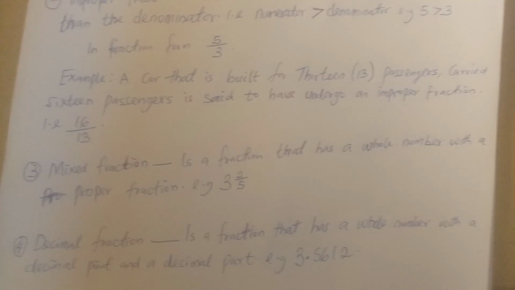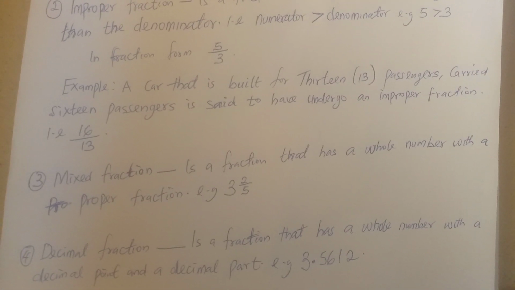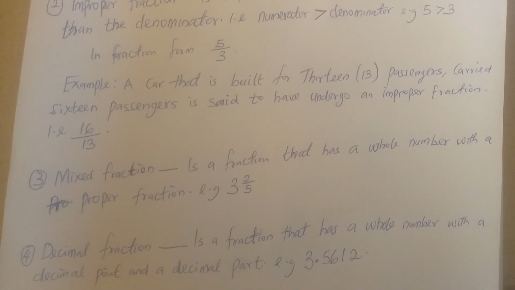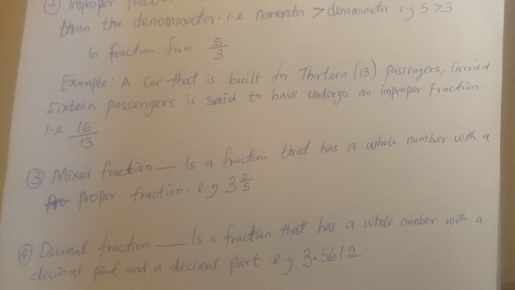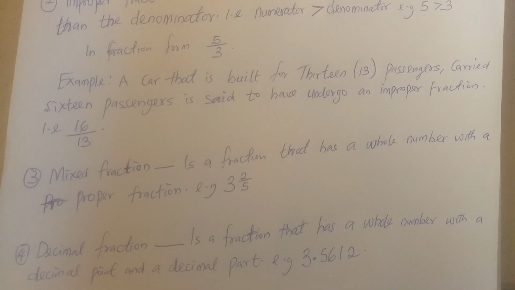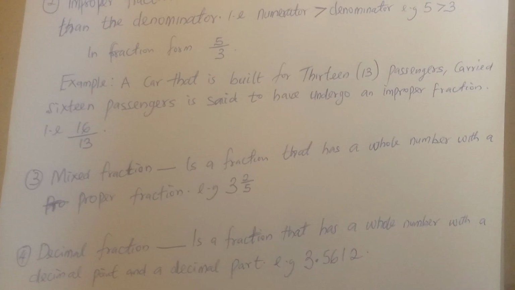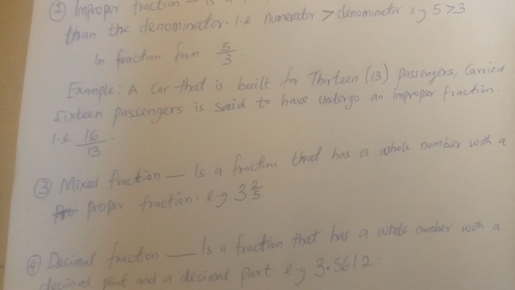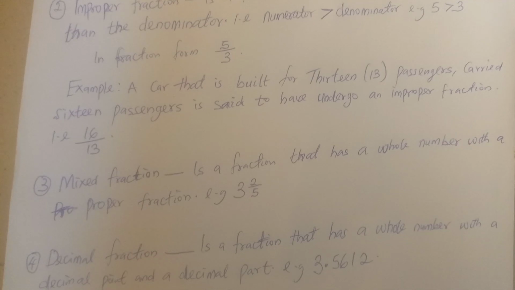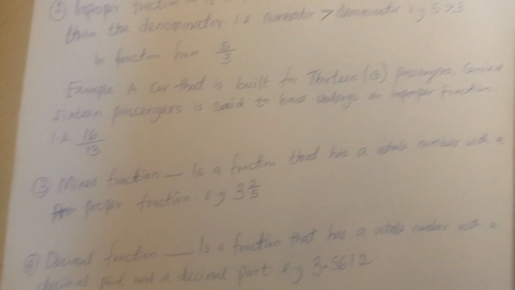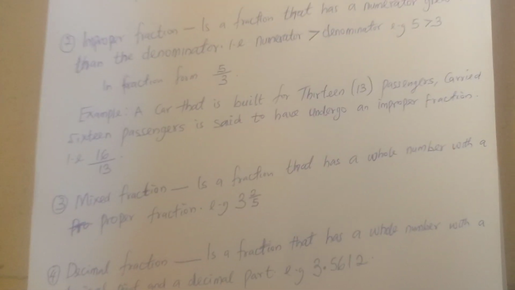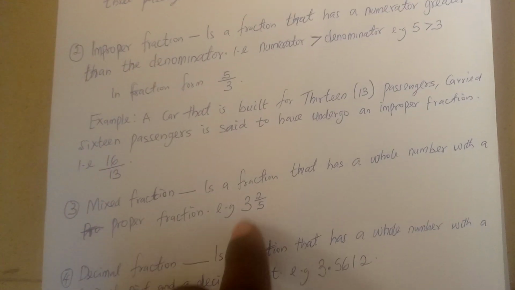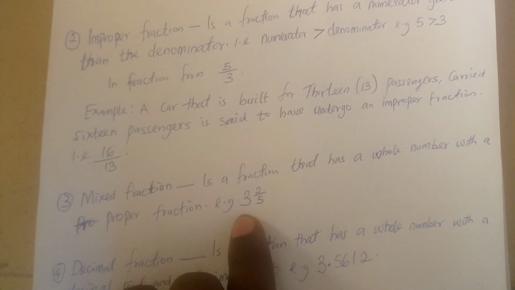Then we have a mixed fraction. A mixed fraction is a fraction that has a whole number and a proper fraction. I repeat, a mixed fraction is a fraction that has a whole number with a proper fraction, e.g. 3 whole number, 2 over 5. 2 over 5 there is a proper fraction. 3 is a whole number. You can see that 3 is a whole number there.